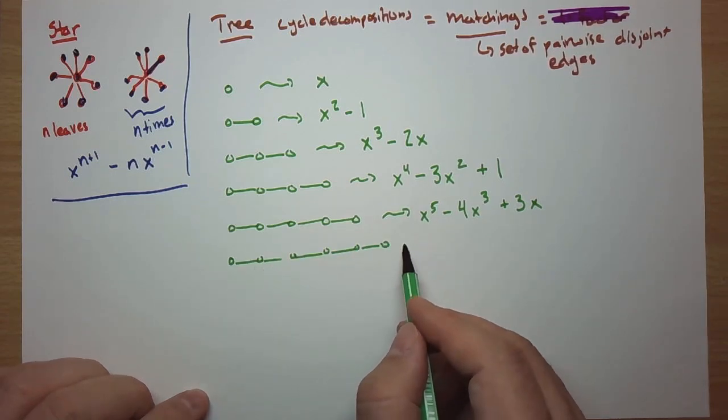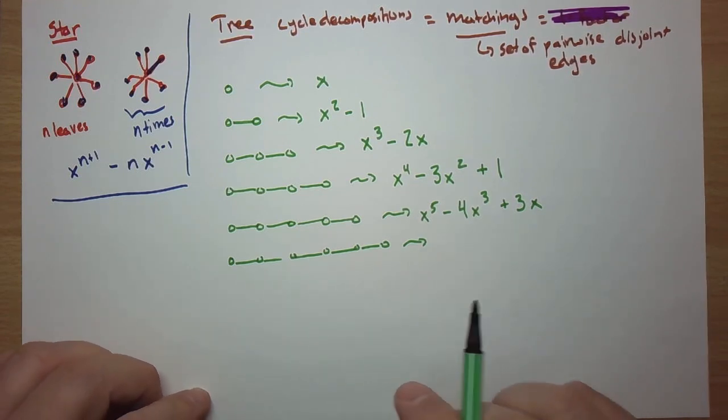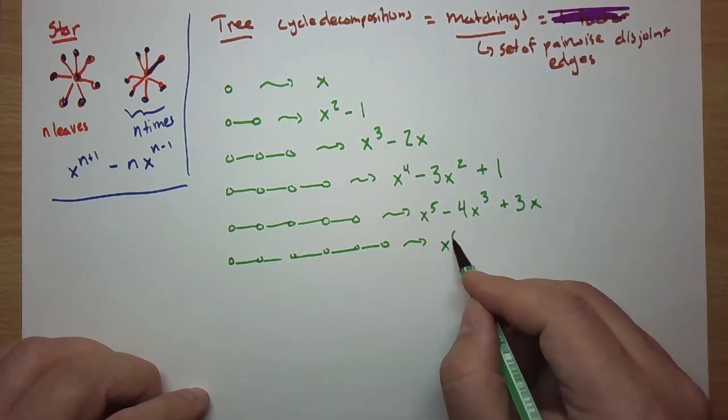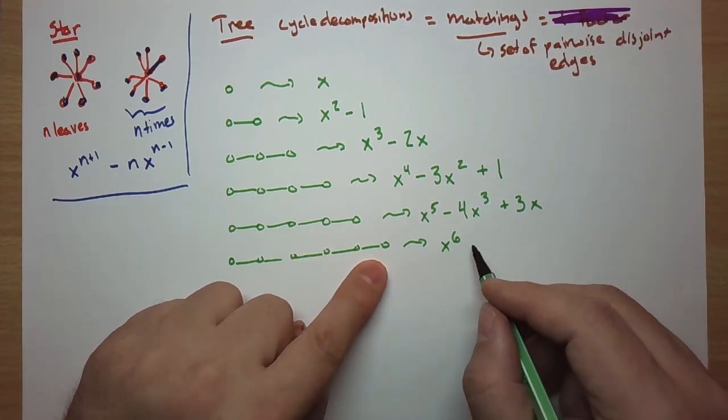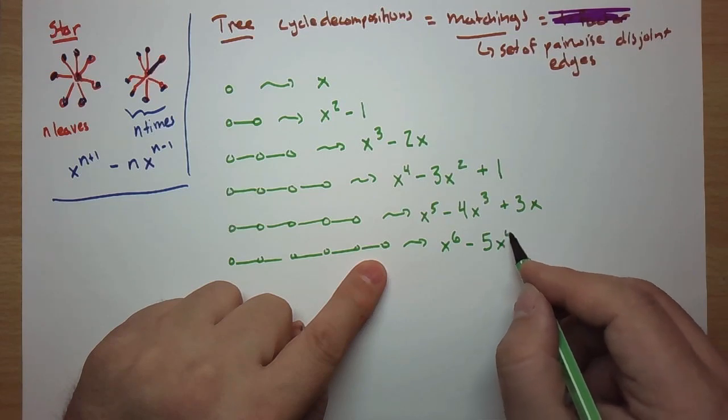All right, we'll fill up a little bit of time here. Okay, x to the 6th. Okay, x to the 6. And then this is going to be what I propose, minus 5x to the 4th plus.